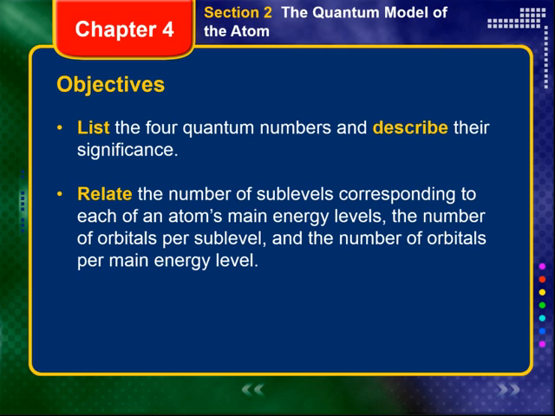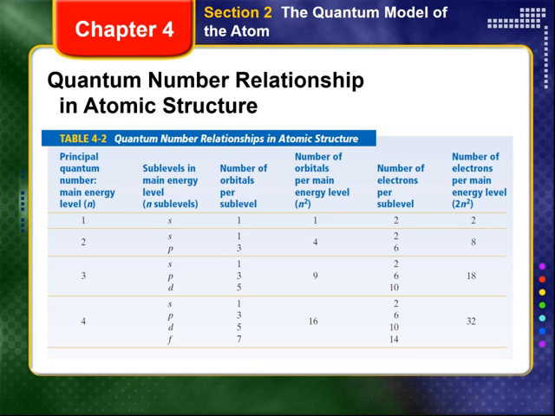So, as of right now, I hope that you can list the 4 quantum numbers and describe their significance. I hope that you can relate the numbers of sublevels corresponding to each of the atom's main energy levels, the number of orbitals per sublevel, and the number of orbitals per main energy level, which you can again refer to table 4-2 to practice your pattern skills.